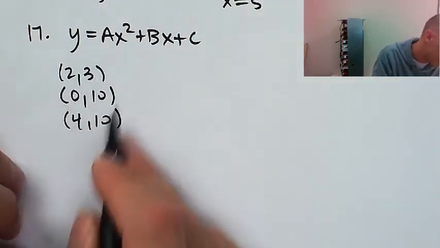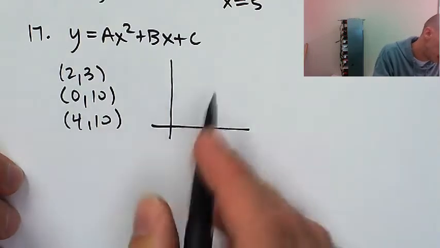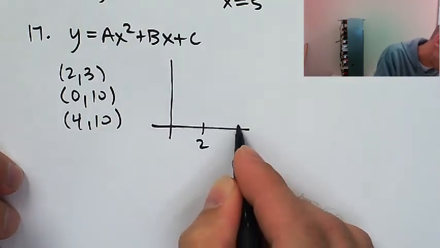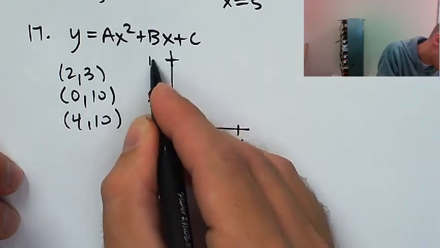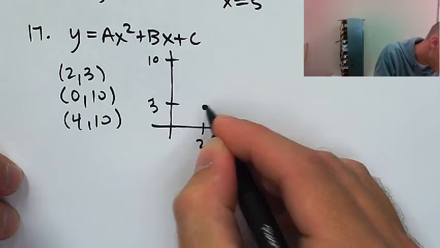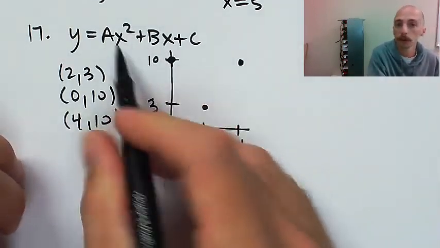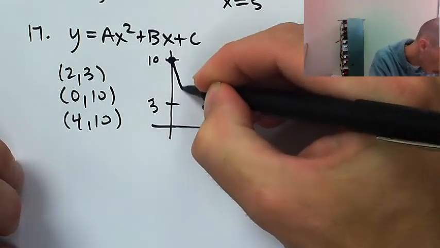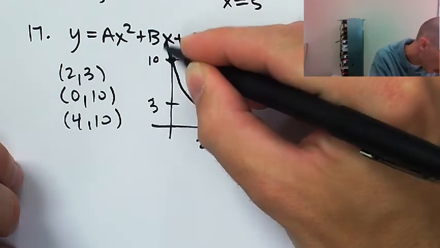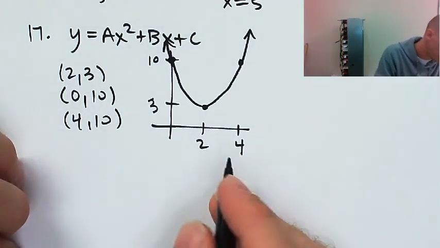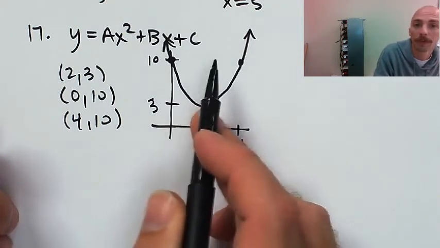I'm seeing everything being positive, so I'm just going to draw the first quadrant. We've got x equals 0, x equals 2, and x equals 4, so maybe I'll mark off 2 and 4. And then we've got the points 2, 3, 0, 10, and 4, 10. I know it's a parabola because it's y equals ax squared plus bx plus c. So this is the graph, meaning that point down at the bottom has got to be the vertex, because it's halfway in between these two points that have the same y value.